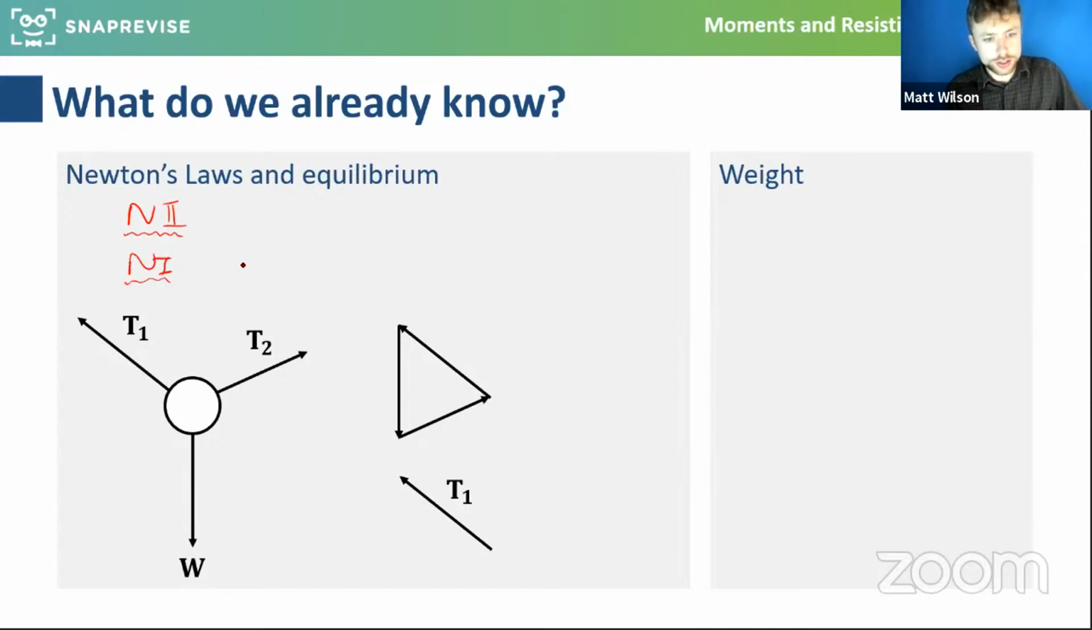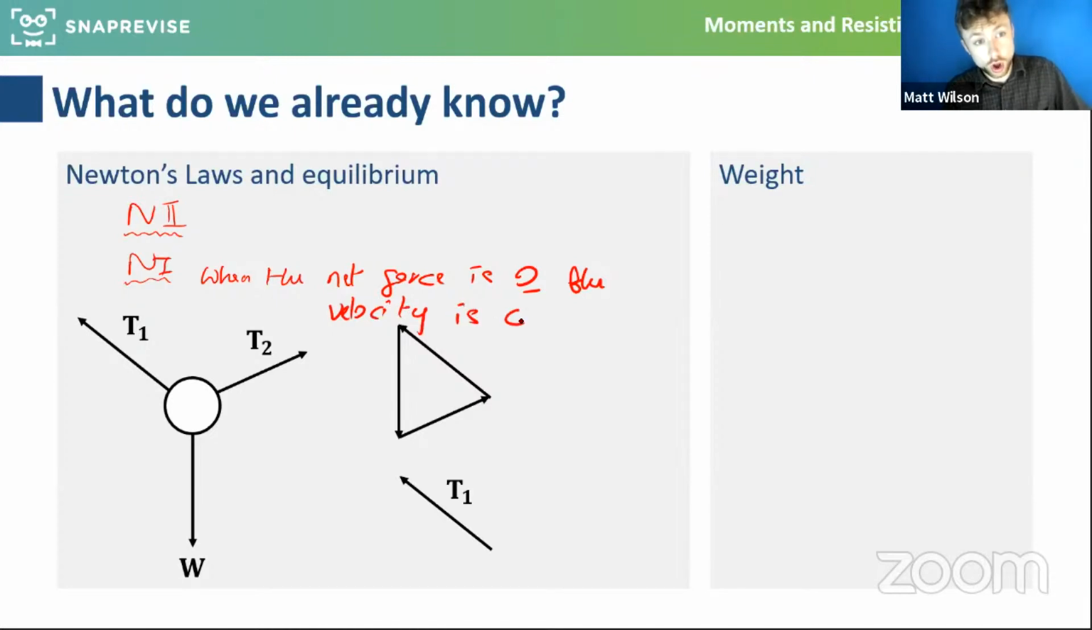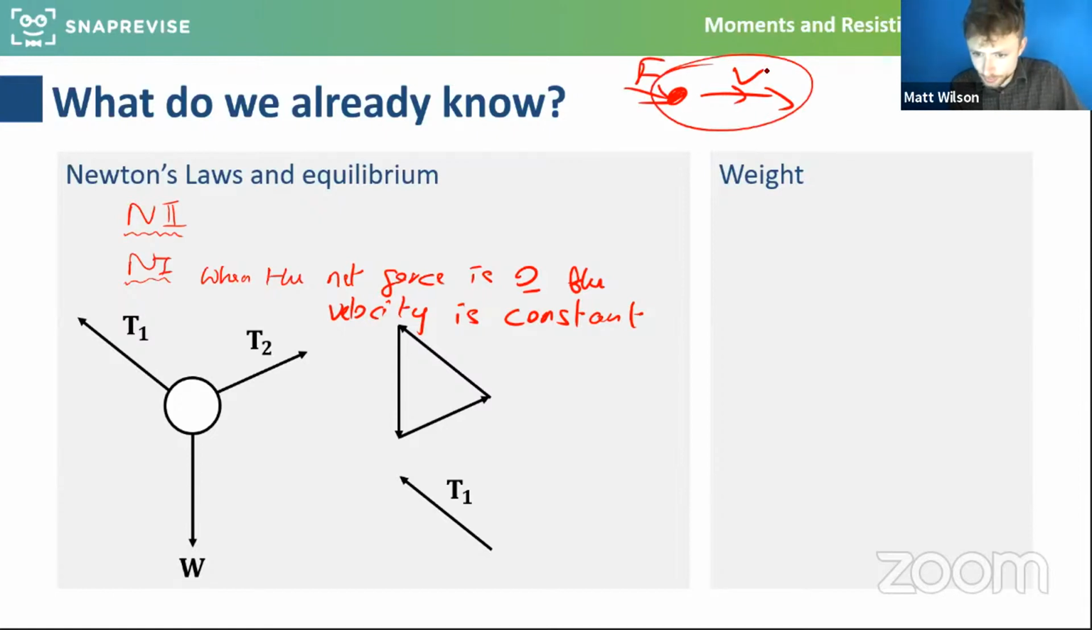So Newton's first law says that when the net force is 0, the velocity is constant. So we've got some object that's moving around, maybe with some velocity. And what I'm saying is, if you don't push it with some force, then it will just continue going along in that velocity forever. Okay, good.